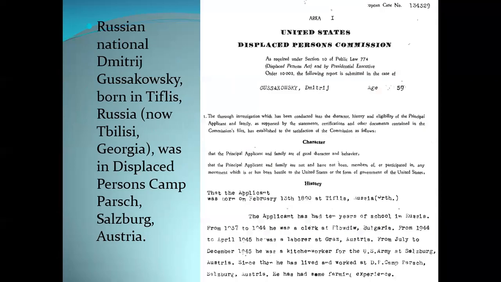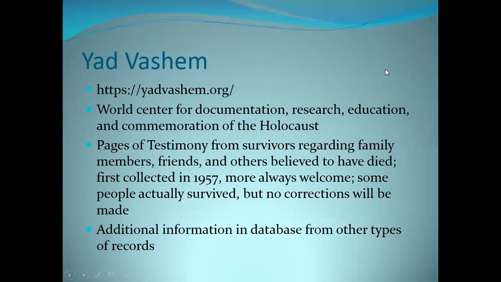Along with Jews, you had people from other countries and other groups who were displaced. So this was a Russian national, not Jewish, just Russian, Dmitry Gusikovsky. He was born in Tiflis, which is now Tbilisi, Georgia, and he was in a displaced persons camp in Salzburg, Austria. If you find information that somebody was in a DP camp, try to get all the documents. These files can be 25, 30, 40, 50 pages long. When they did intake, when they tried to verify anything, if they were trying to get to the United States, they went through a whole bunch of tests. You had to have your moral character approved. Immensely useful and informative.